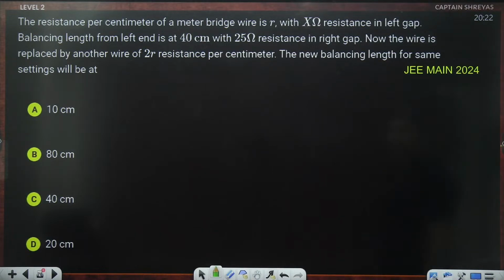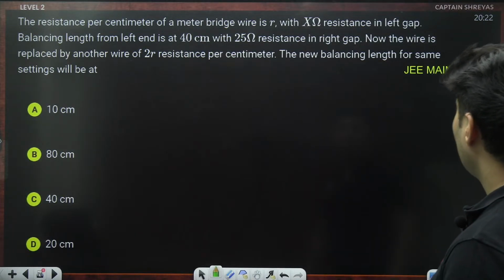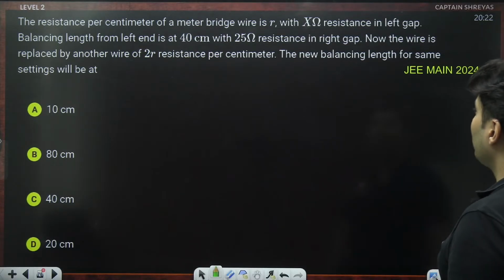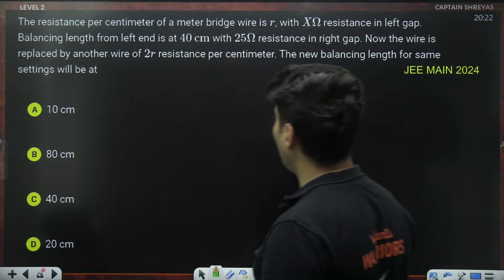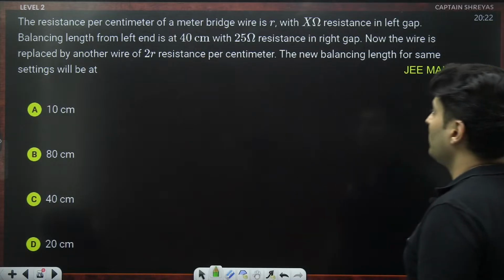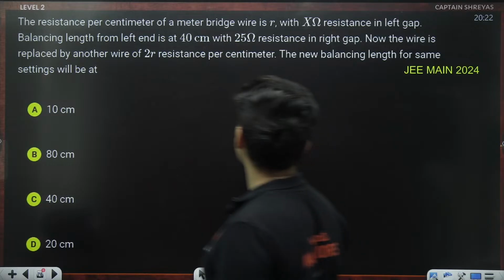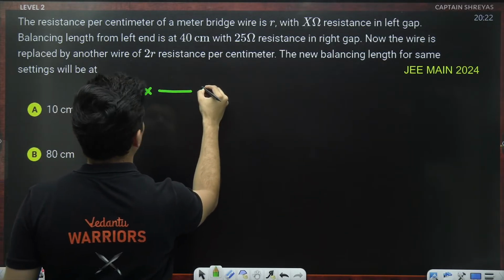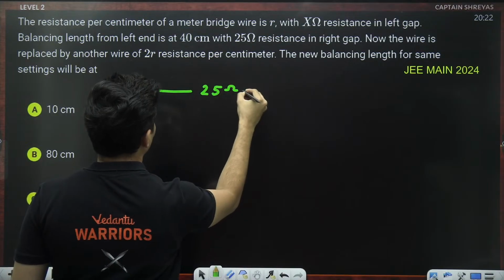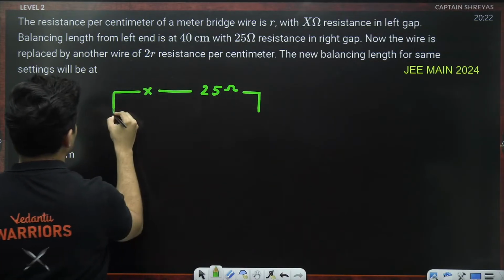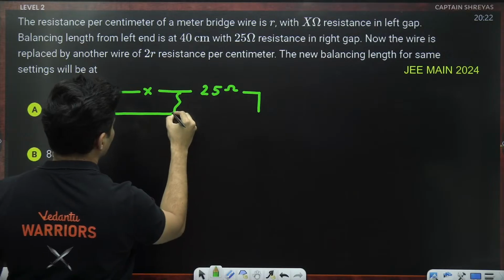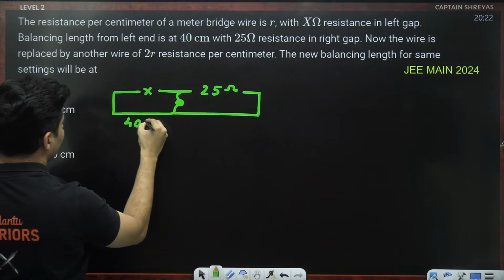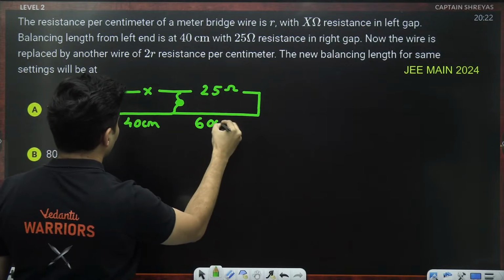The resistance per centimeter of a meter bridge is R, and X resistance is in the left gap. Balancing length is 40 with 25 in the right gap. Now the wire is replaced with another wire of another resistance per centimeter. The new balancing length will be, see, there is some X resistance here, left gap, and 25 ohm here in the right gap, and it is mentioned that you get some balancing length, which is 40 centimeter, and this is 60 centimeter.